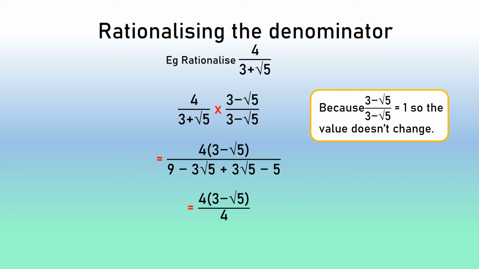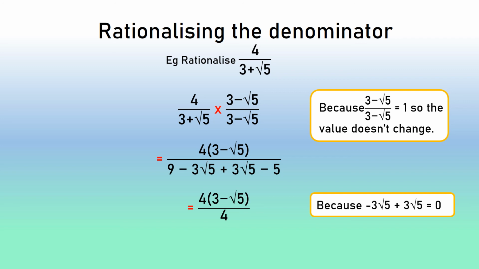Then we can collect up our like terms on the bottom. So 9 take away 5 gives us 4. And you can see here that minus 3 root 5 plus 3 root 5 equals 0. They cancel each other out. And that's why we chose the opposite sign initially.